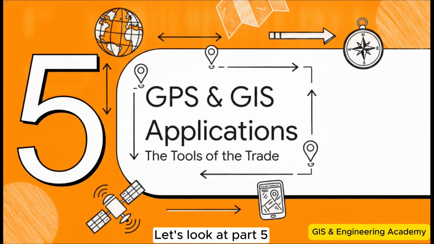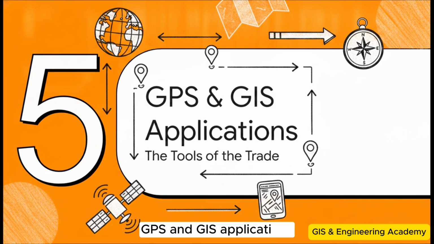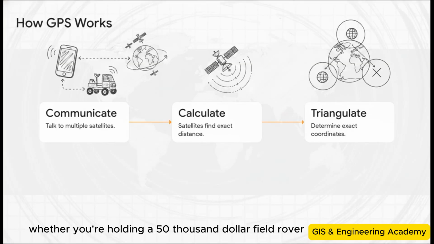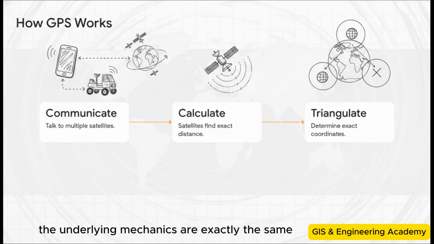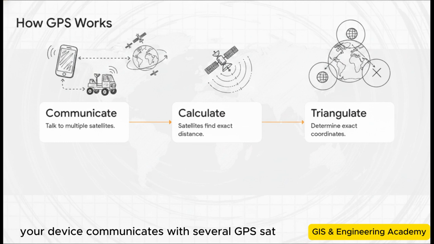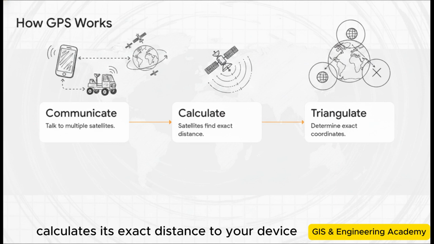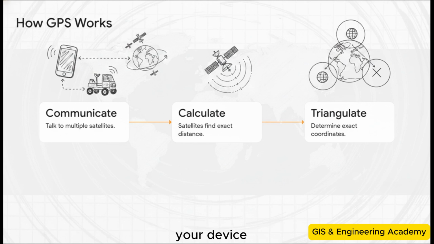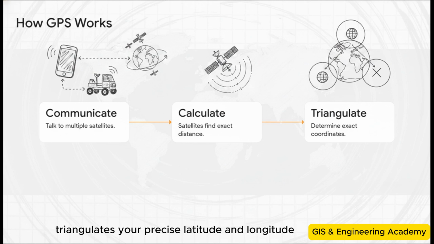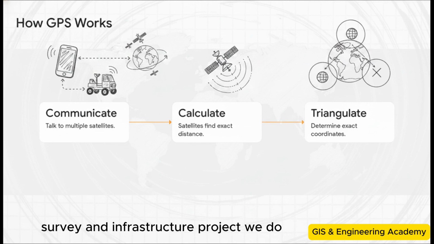Let's look at Part 5, GPS and GIS applications, essentially the tools of our trade. Whether you're holding a $50,000 field rover or just opening Google Maps on your phone, the underlying mechanics are exactly the same. First, your device communicates with several GPS satellites orbiting the Earth. Second, each of those satellites calculates its exact distance to your device. And finally, by combining the signals from multiple satellites, your device triangulates your precise latitude and longitude. Within seconds, your exact grid location is locked in. This is the invisible math powering literally every drone survey and infrastructure project we do.